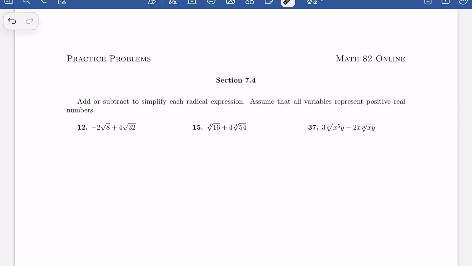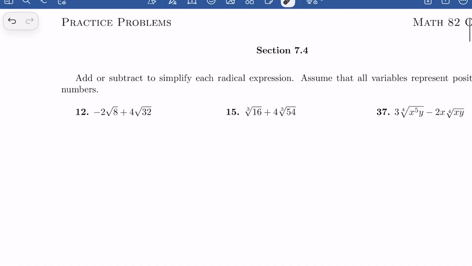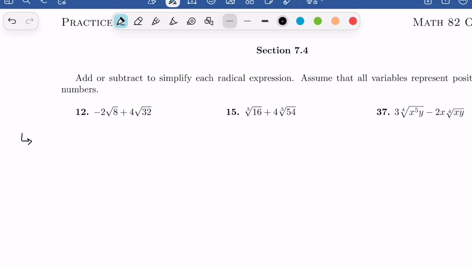So the whole idea here is to rewrite these expressions so that they do have the same index and radicand and that we can go ahead and combine them. Now, the key to doing so is to simplify our radical expressions. So for example, this first one here, the minus 2 square root 8, is not fully simplified because the square root of 8 can be simplified further. And similarly, for the second one here, the square root of 32 can also be simplified further. So that's what we're going to go ahead and do. We're going to rewrite these expressions by simplifying the radicals.